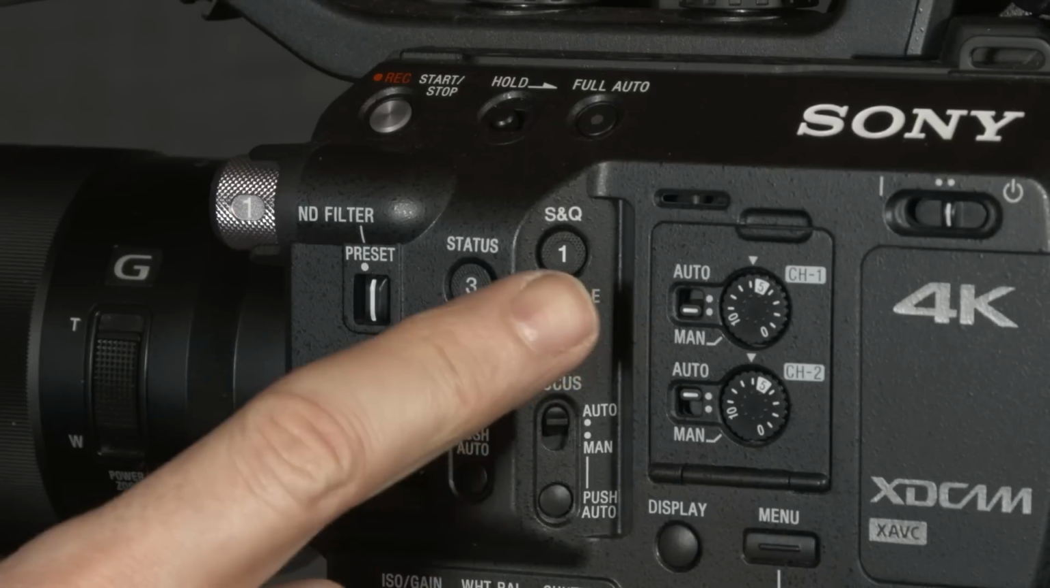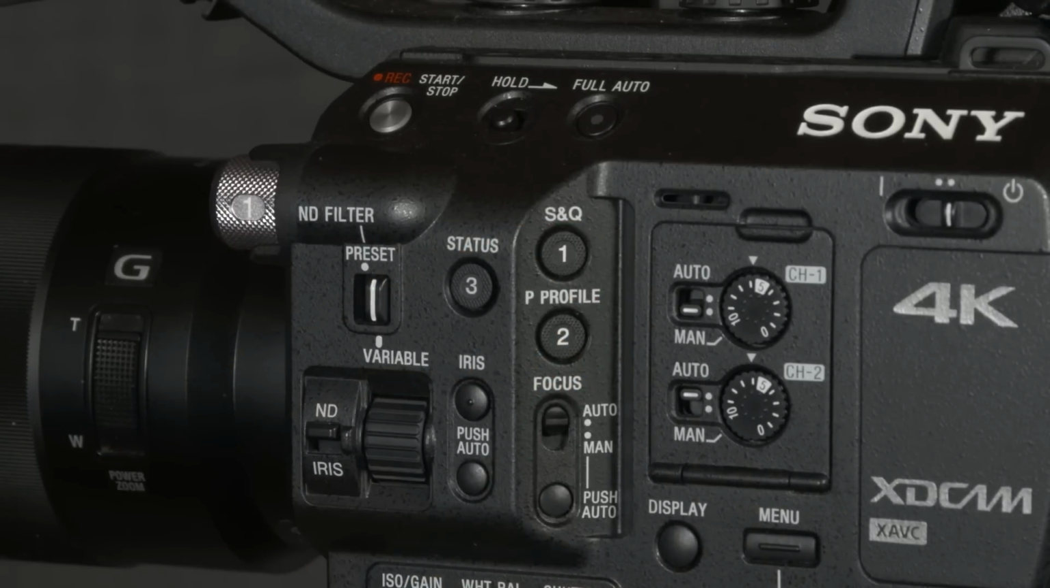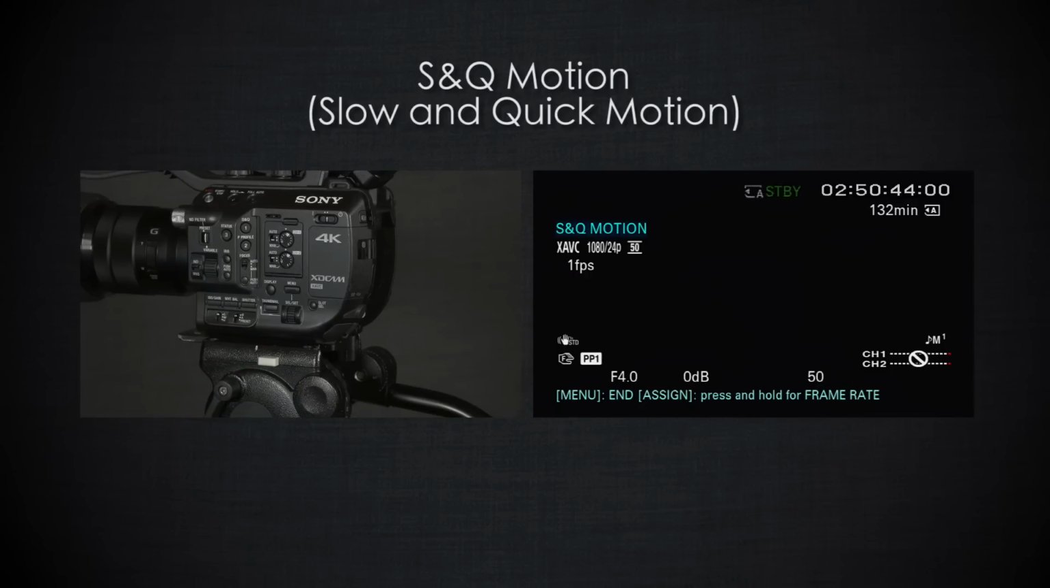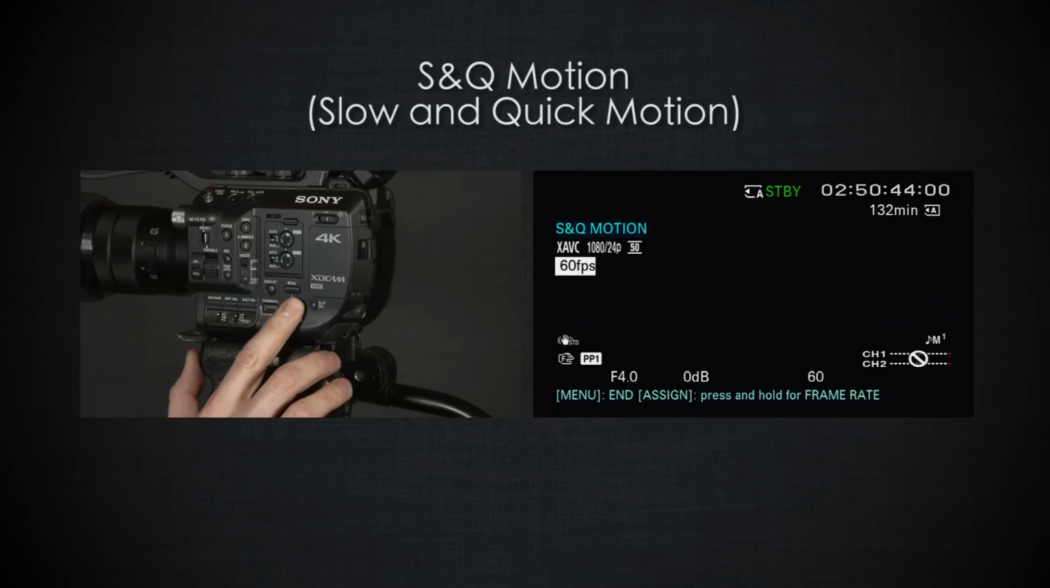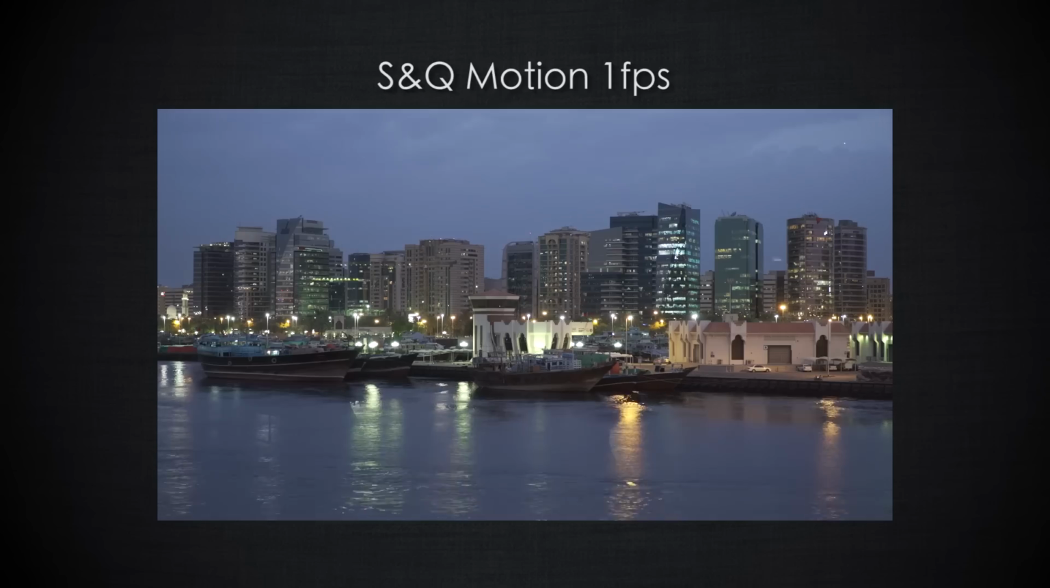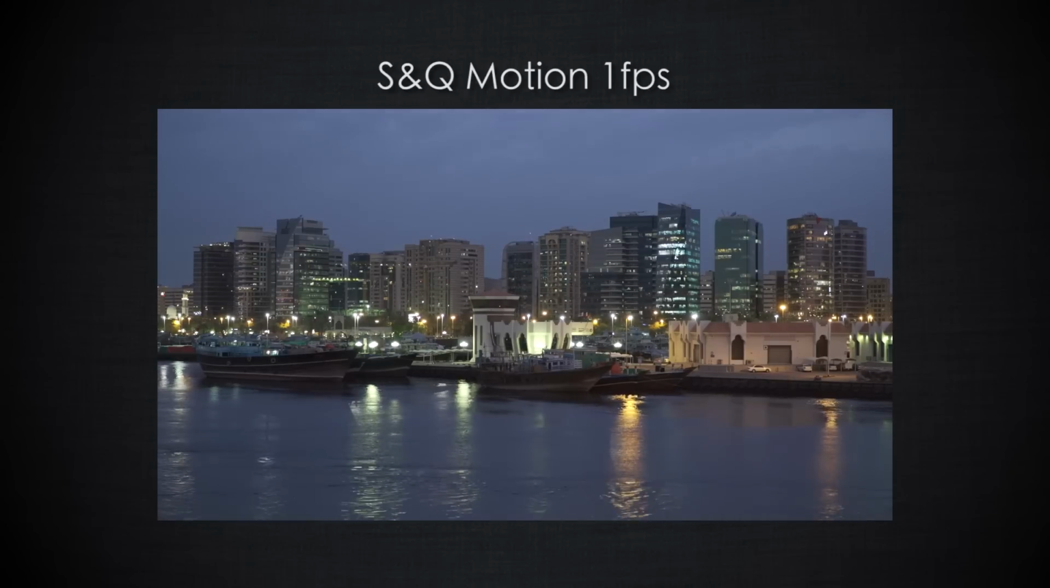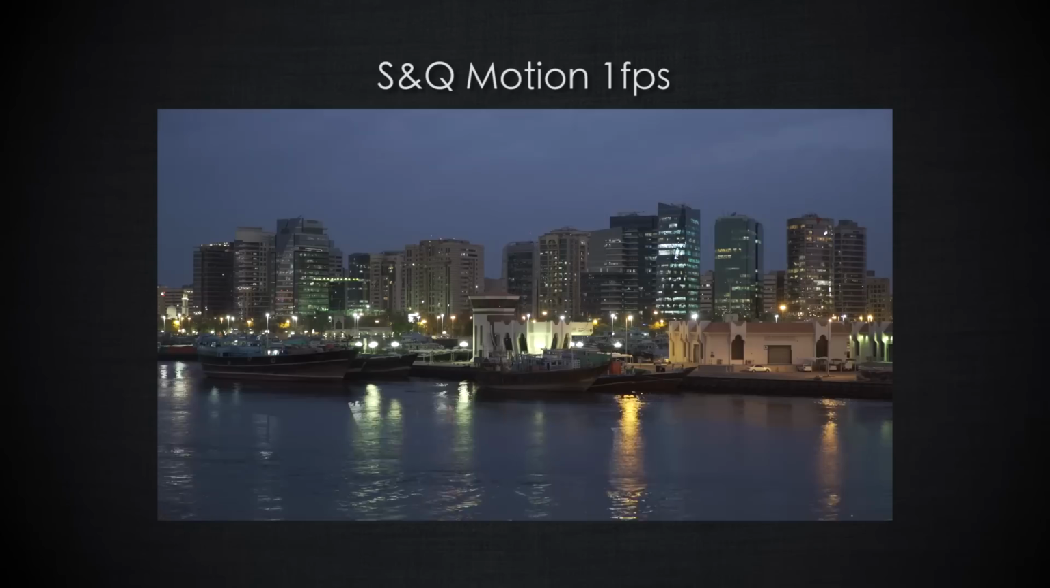As an example, if I set the camera to 24 frames per second for its base recording settings, and then I engage S&Q motion by pressing the S&Q motion button here, and then press and hold the S&Q motion button again to enable you to choose the frame rate that you want to shoot at, if I go down to 1 frame per second, when I play the clip back, it'll be sped up by 24 times. That's really useful for time-lapse.